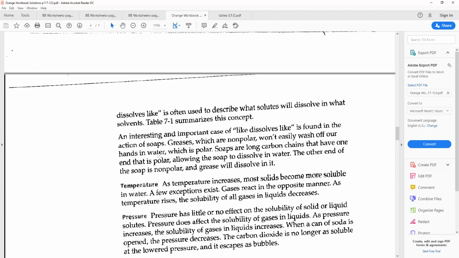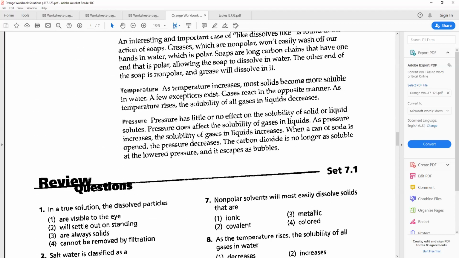Let's move on to the next one. The temperature: as the temperature increases, more solids become more soluble. That's true, and we can see it on table G later on. Think about it. You take a glass of water, you add salt, it's dissolving. Some of it will not dissolve. Well, if you heat up the water, what's going to happen to the salt? It's going to dissolve. However, gases have the opposite behavior. So remember, as the temperature increases, more solids become more soluble, but gases become less soluble.